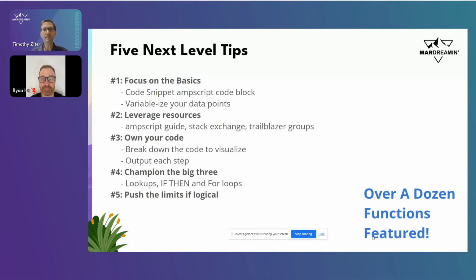Number 4 is championing the big 3: lookups, if-thens, and for loops. We're going to go through all of those today. When you're talking a little bit more advanced AMPscript, those are the big ones. There's a ton of functions out there in AMPscript, but those are the big ones that you're going to want to focus on. And then push those limits.